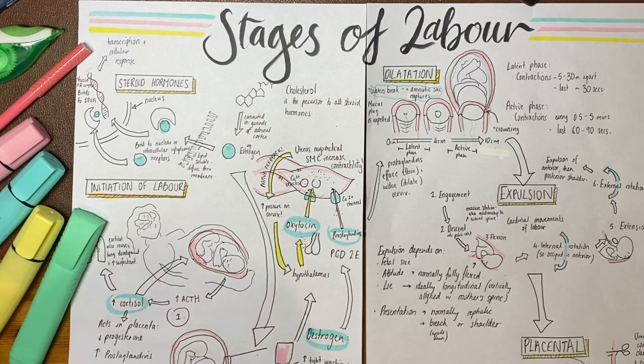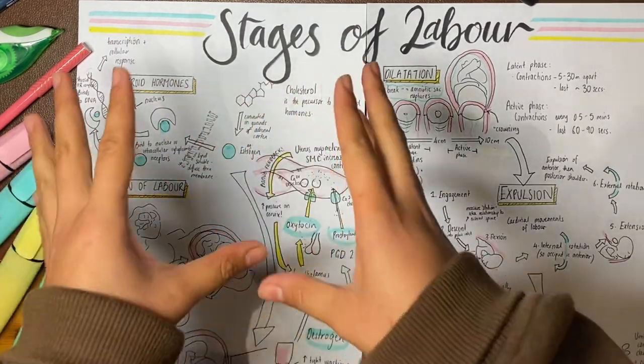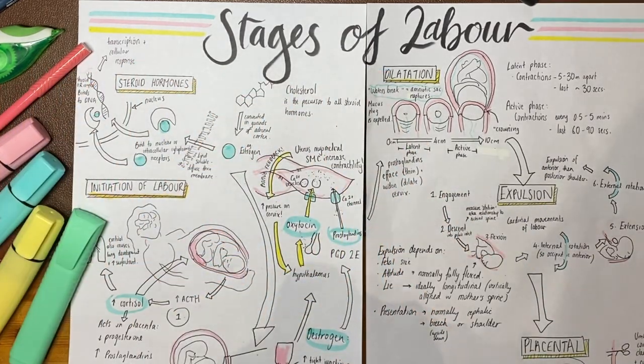So today we're going to go through the stages of labor, and the learning outcomes for this lecture are looking at steroid hormones and their mechanism of action, and I guess the progression of labor. So this is what I've gotten so far. Hopefully it's correct.